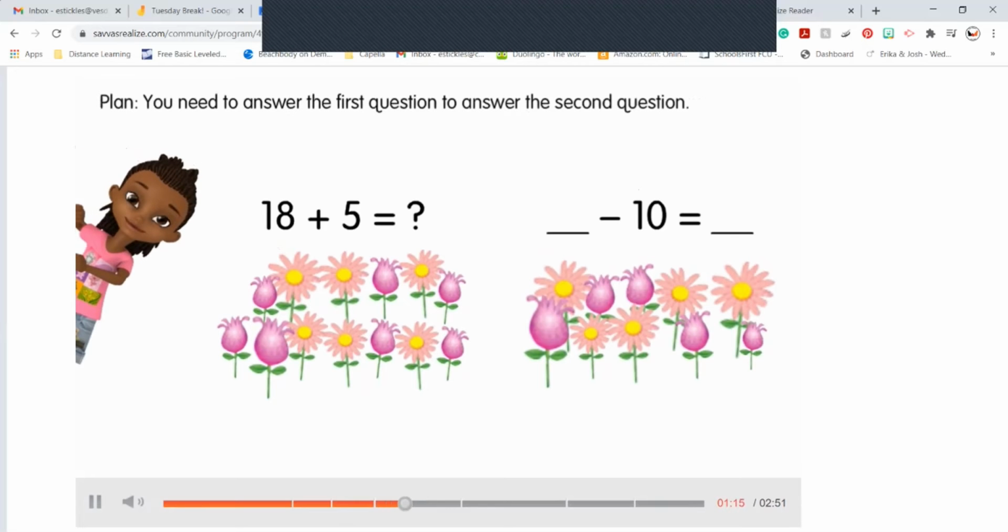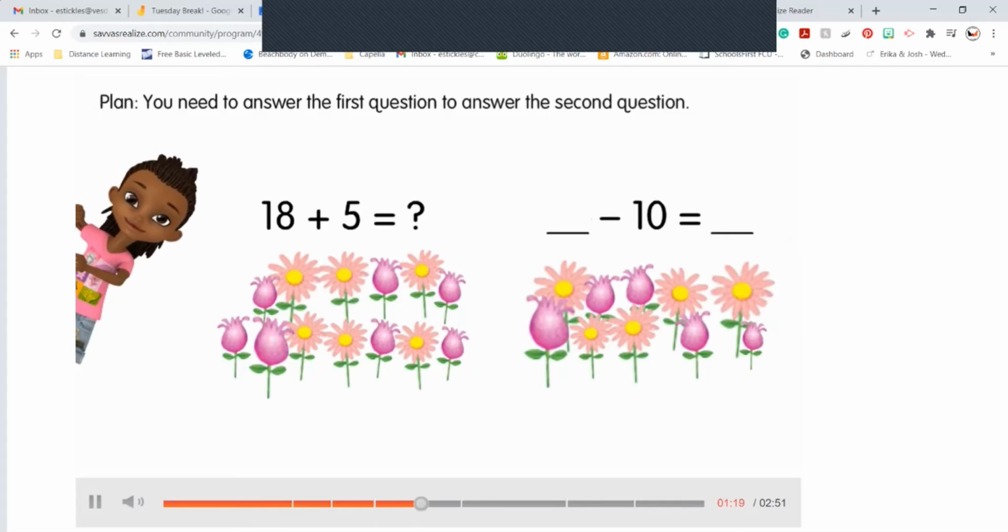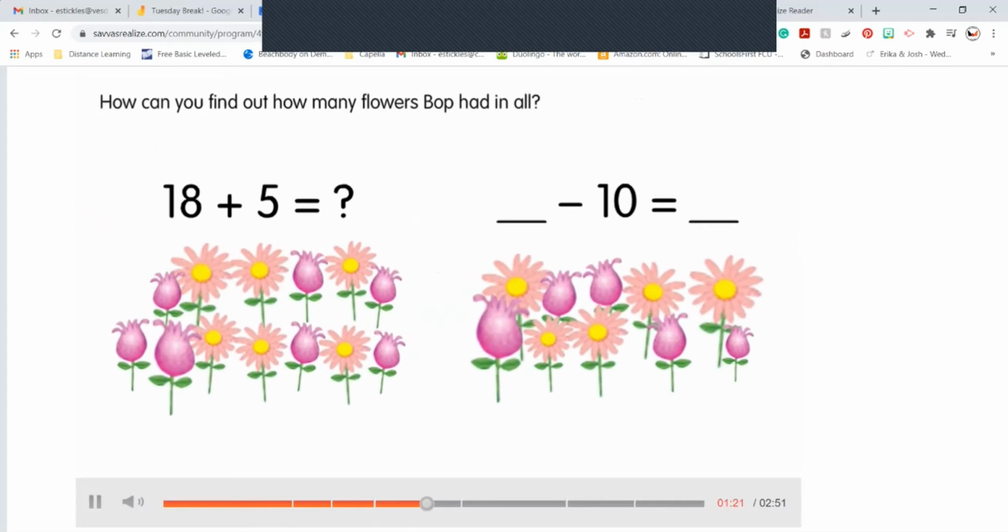Plan. You need to answer the first question to answer the second question. How can you find out how many flowers Bop had in all? You can add 18 and 5. What happens next in the story?